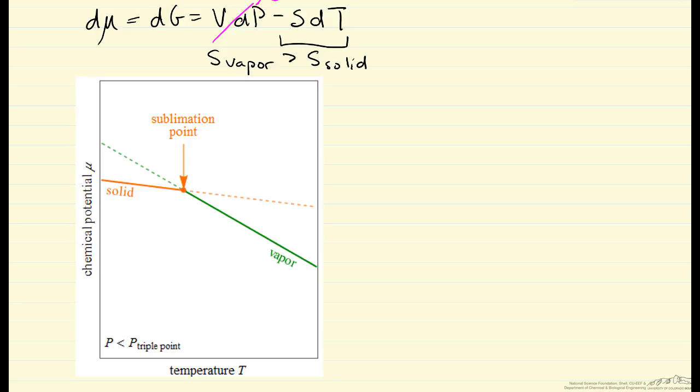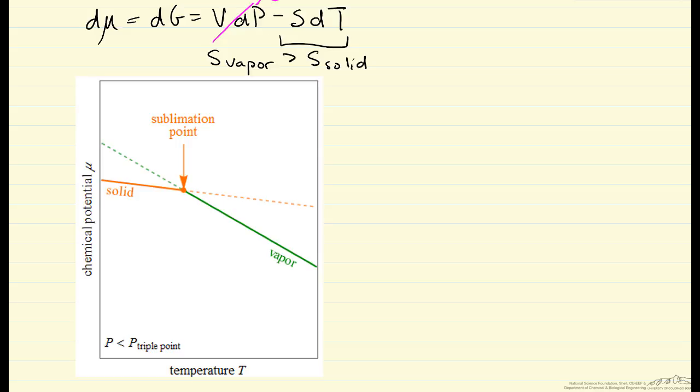This particular plot corresponds to a relatively high pressure, so the entropy difference between the vapor and the solid is not too large. If we were at a lower pressure, the vapor would decrease much more for the same temperature change. The solid would not be affected very much.